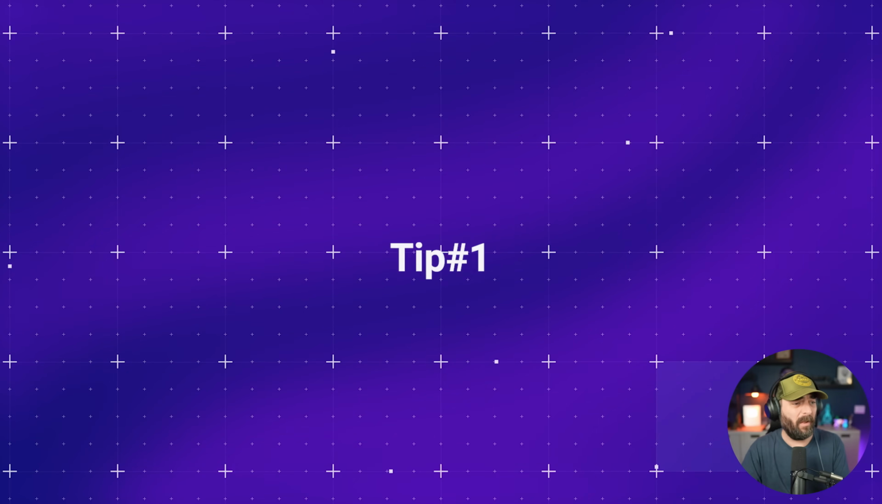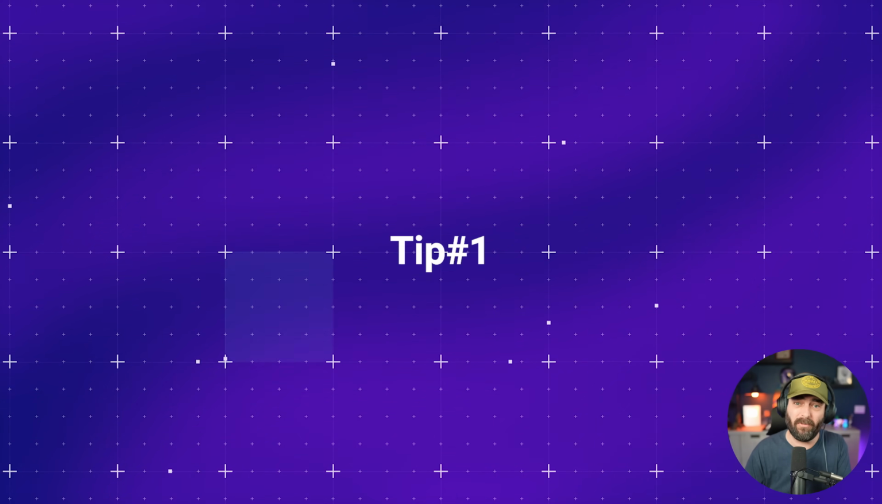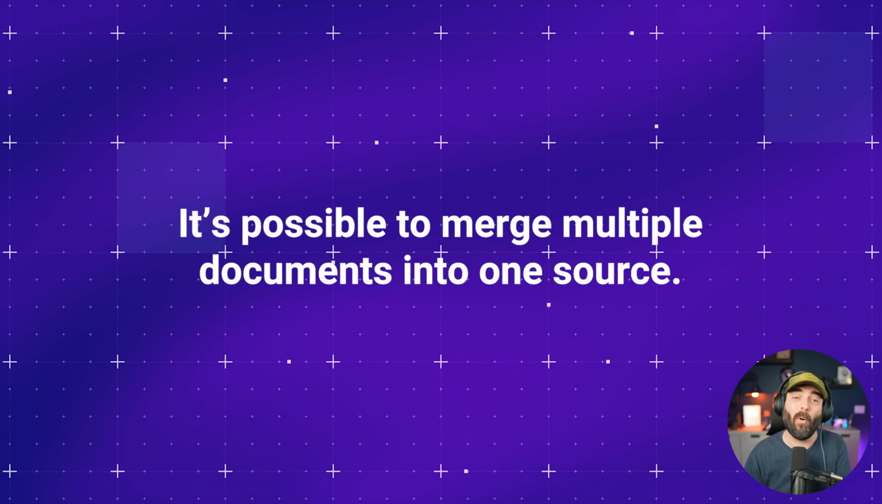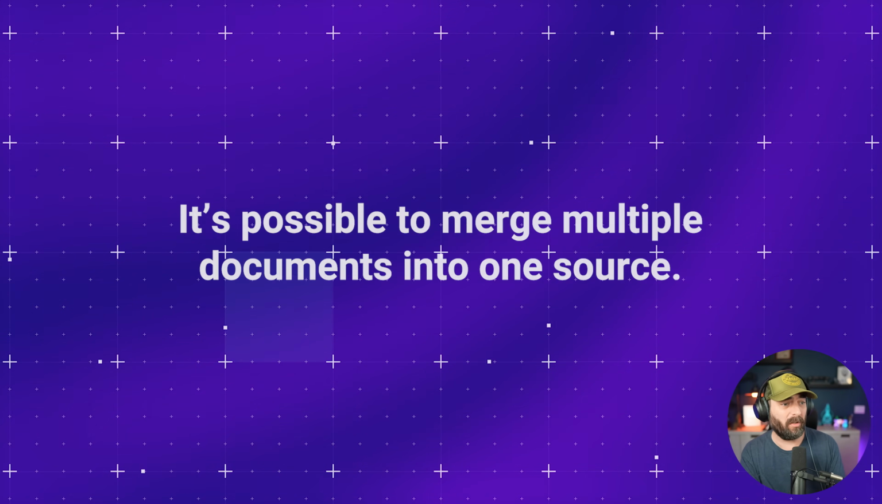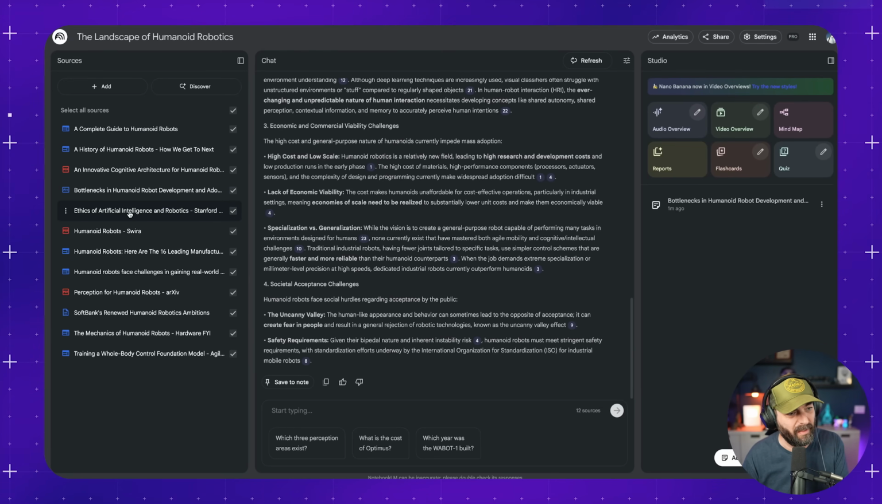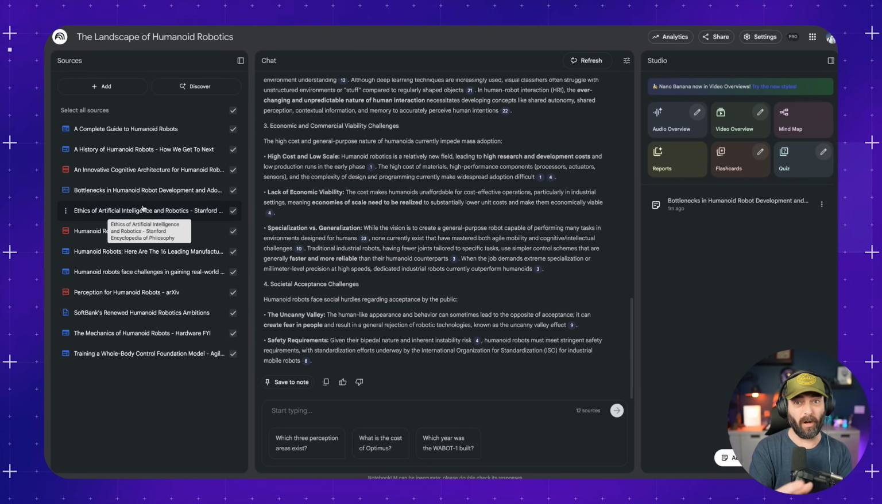One little tip, if you do use all 50 of your sources and you need to add even more content, well, you can actually merge multiple documents into one source if you want. So I can take this article and this article, create a new document, paste both documents into one source, and now those two articles just became one source, freeing up more space for me to add more sources. As long as I stay below that 500,000 words per source, you should be good.